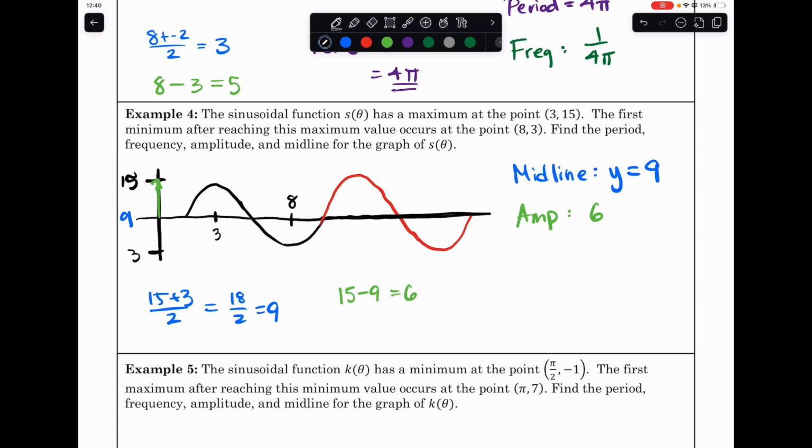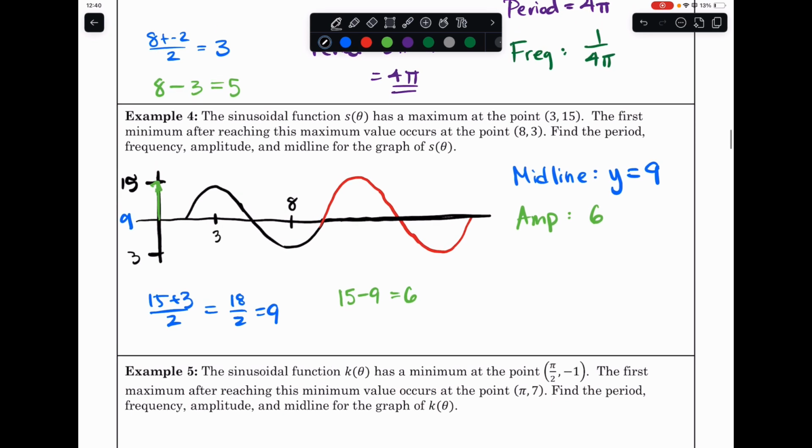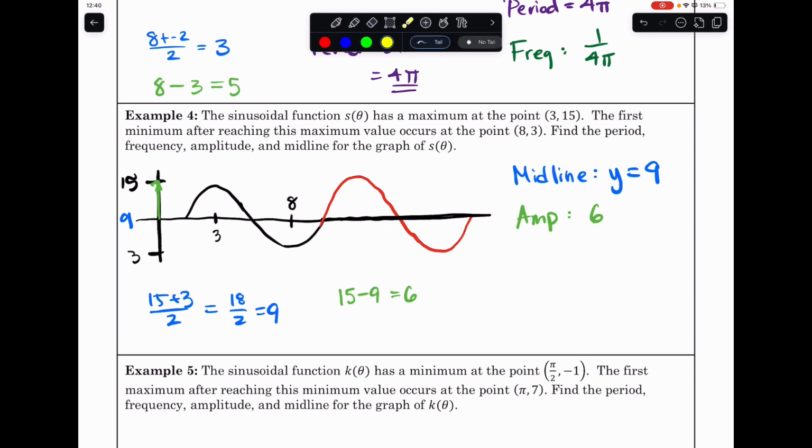So to figure out our period, this again is not a complete cycle. If I only look at this portion, there's not a complete cycle. A complete cycle of a cosine function will go from max to max. So since the distance from 3 to 8 is 5, 8 minus 3 equals 5.